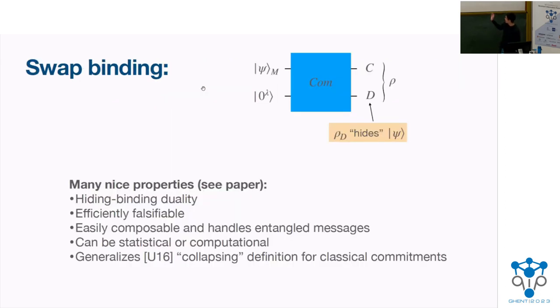Okay, so this is swap binding. It says that the D register hides the underlying quantum state, and it has many nice properties. But let me just point out one, which is this hiding-binding duality. Our definition says that the D register hides a quantum state, and although I didn't define hiding yet, hiding just says that the C register hides a quantum state. So you can imagine that you have a commitment that is statistically hiding and computationally binding. If you just swap the two registers, you then get a computationally hiding and statistically binding commitment scheme.